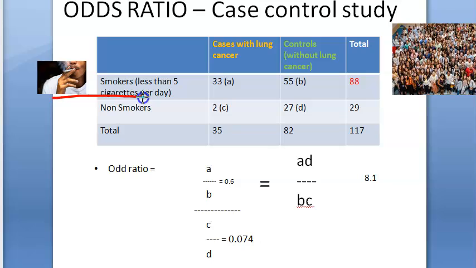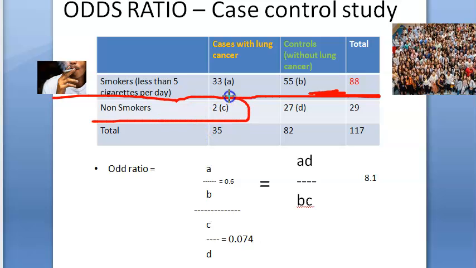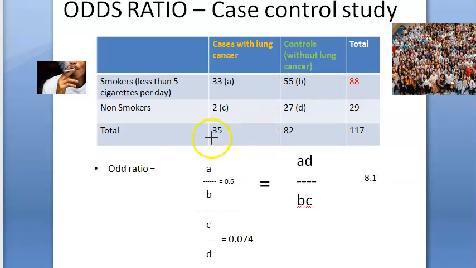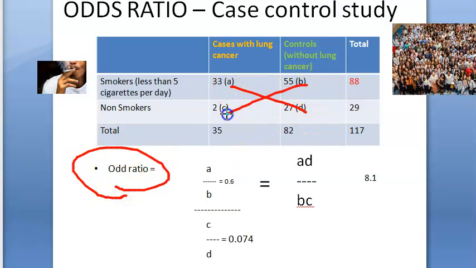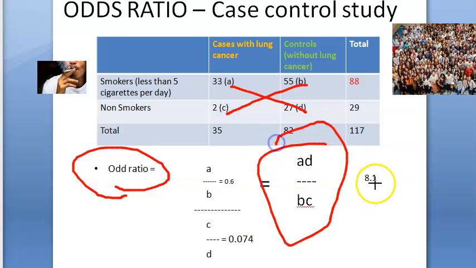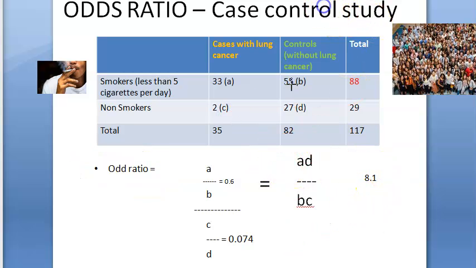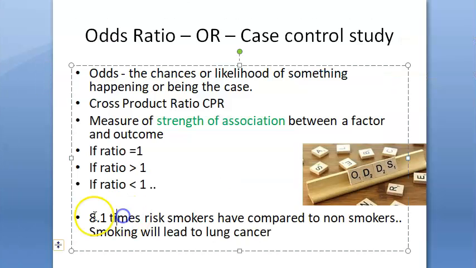There are some people who are smoking. Some of them have lung cancer now. And some people don't have lung cancer. Some people never smoked, but they have lung cancer. And most of them don't have lung cancer. Now you are going to take odds ratio, that is A into D divided by B into C, and you are getting 8.1. So what does that tell you? So it tells you that smokers have 8 times more risk of having lung cancer than non-smokers.